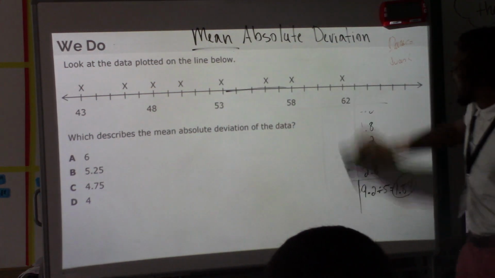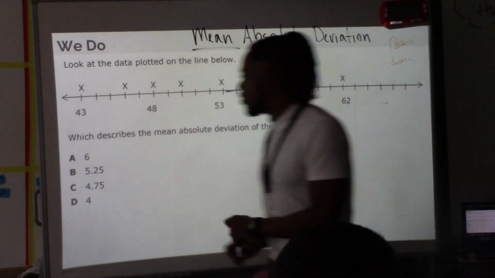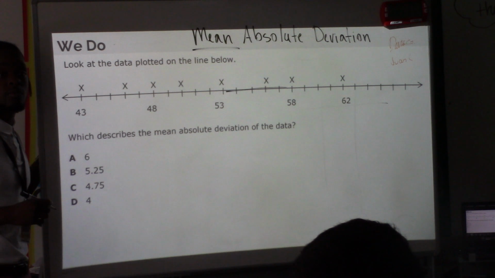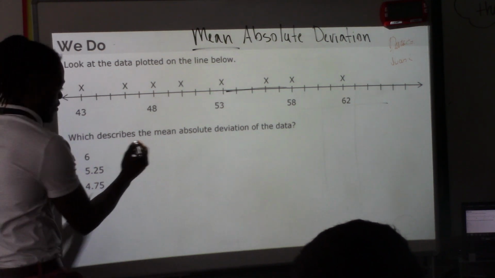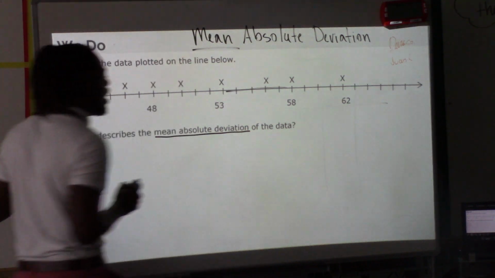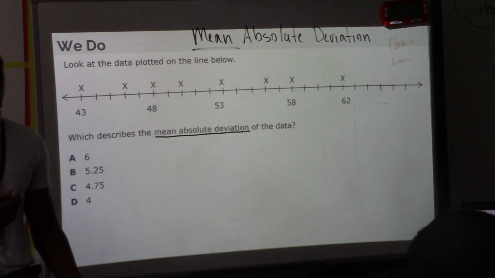Let's see. A meal card. First thing, what's my first step? What do I need to do first? Underline mean absolute deviation, because this is what we're talking about. All right? Now, this question, they wrote it a little differently. They gave us timelines, right?